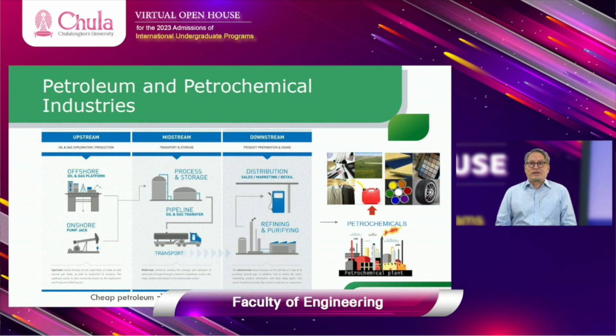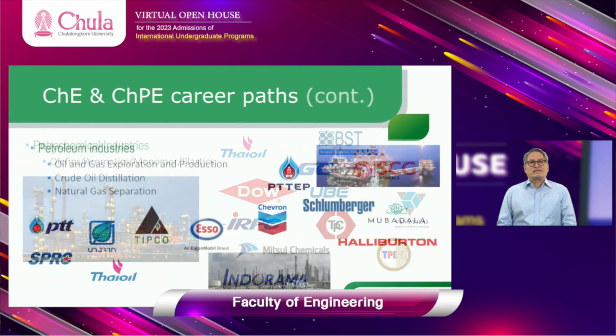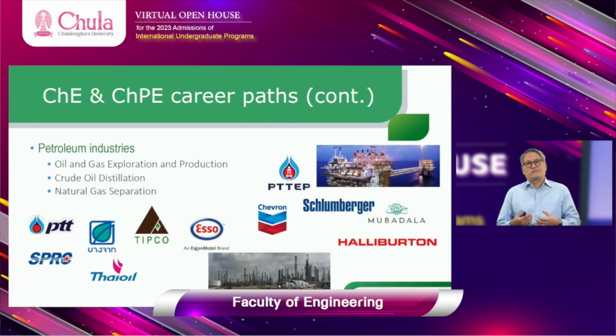But the career path for chemical engineers varies. It goes into different fields of industries. Like I mentioned, the main employer will be the petrochemical industry, the producers of olefins, aromatics, monomers, and plastic. You can see various companies that hire chemical engineers these days, like Thai Oil, PTTGC, SCG Chemical, Dow Chemical, prominent players in Thai industries. For petroleum industries, we have oil and gas exploration and production such as PTTEP or Chevron, or international corporations such as Schlumberger and Halliburton. We also have several companies that have crude oil distillation plants or gas separation plants such as PTT, Bangchak, Thai Oil, Esso or Star Petroleum. Those are the traditional career paths for chemical engineers.